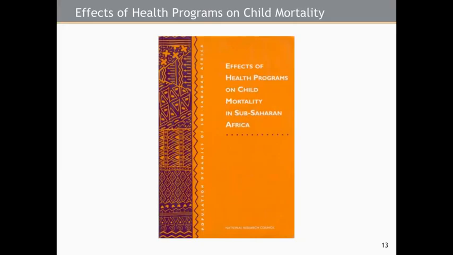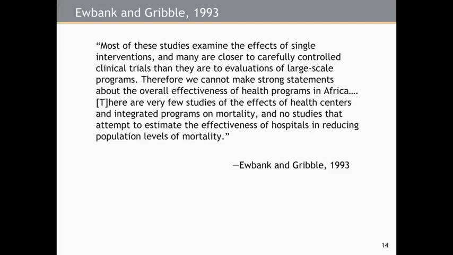In 1993, the National Research Council pulled together this extensive review of the effects of health programs on child mortality in sub-Saharan Africa. This was edited by Eubank and Gribble, and their conclusion almost 2 decades ago is still very relevant today. The studies that they reviewed looked primarily at the effects of single interventions, and many of these studies were from carefully controlled clinical trials, and there were very few evaluations of large-scale programs.